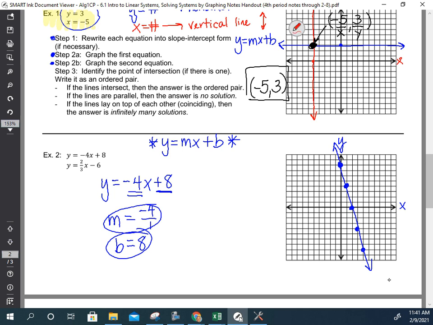And now let's put the other equation up. Y equals 2/3 x minus 6. So, what's the slope? What's the slope of that line? Shouldn't be too difficult to figure out. We've done this enough times to know which number is which, so which number is the slope.